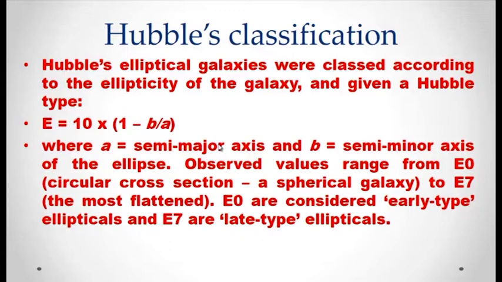Observed values range from E0, which has a circular cross section, a spherical galaxy, to E7, the most flattened galaxy. E0 are considered early type elliptical galaxies, and E7 are the late type elliptical galaxies. This is how Hubble's formula for the ellipticity of a galaxy is used to classify galaxies from E0 to E7. Coming to the spiral galaxy and barred spiral galaxy.